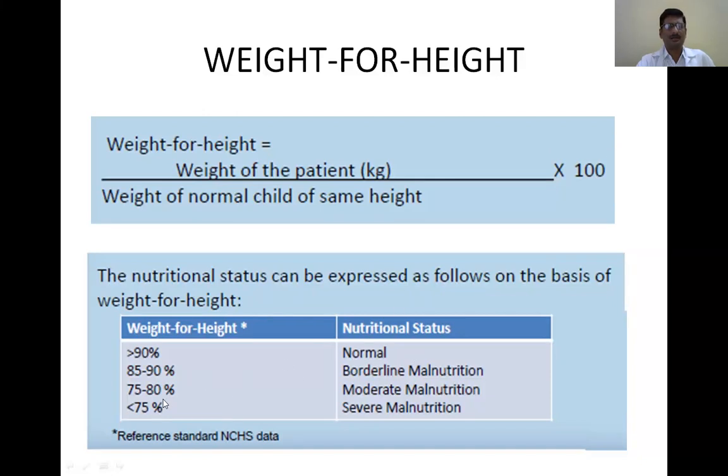More than 90, normal. 85 to 90 indicates borderline malnourishment. 75 to 80 indicates moderate malnourishment. And if it is below 75%, then the child is severely malnourished. That we can make out. So for a particular height, the minimum weight should be there. Otherwise, we call the baby malnourished.